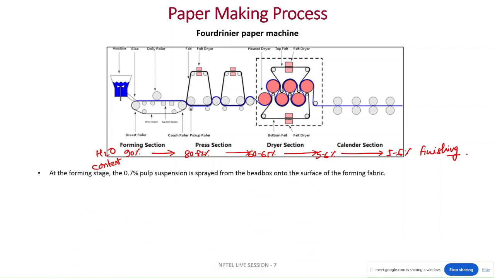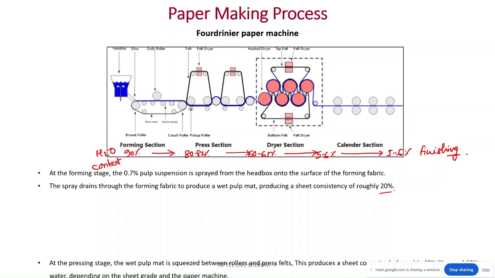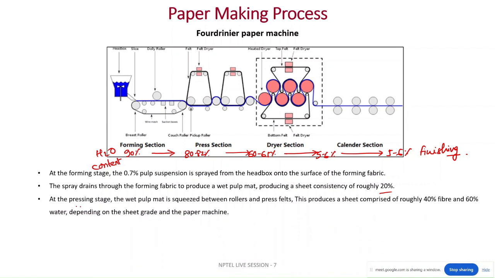Okay, so let's once describe the process of paper making. At the forming stage, 0.5 to 0.75% pulp suspension is spread from the head box onto the surface of the forming fabric. The water drains through the forming fabric to produce a wet pulp mat and a sheet with a consistency of roughly 20%. At the pressing stage, the wet pulp mat is squeezed between the rollers and the press felts.